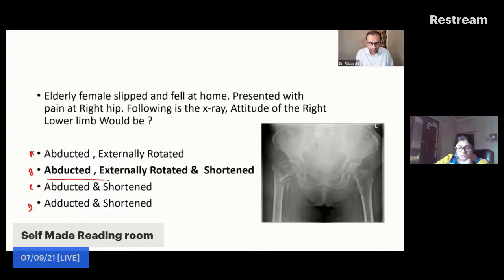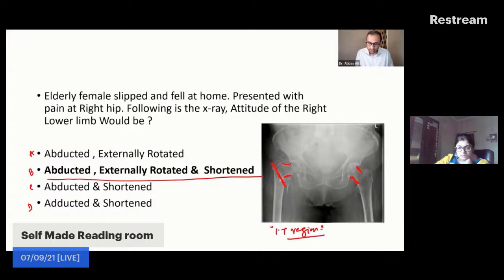The correct answer is B, abducted and externally rotated and shortened. How many of you got confused? What is the fracture here? Look at this again. Now, where is the fracture located? In the intertrochanteric region or the neck of the femur? This is the neck. Only this part is the neck. But where is the fracture? It's in the intertrochanteric region.